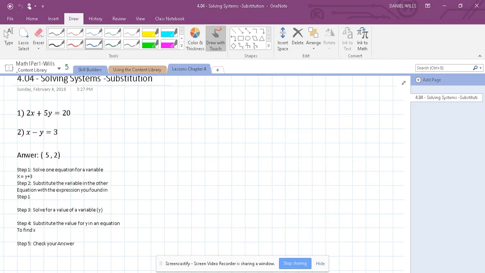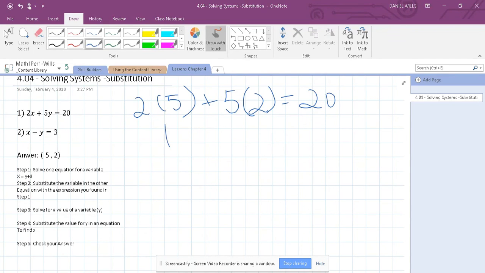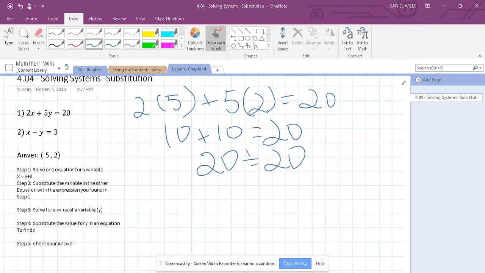So let's go with equation number 1. So 2 times x, which is 5, plus 5 times y, which is 2, equals 20. If we simplify that, we have 10 plus 10 equals 20. And then simplify again, you have 20 equals 20. Is that true? It sure is. That means the coordinate pair 5, 2 is correct, is true for the equation 2x plus 5y equals 20.